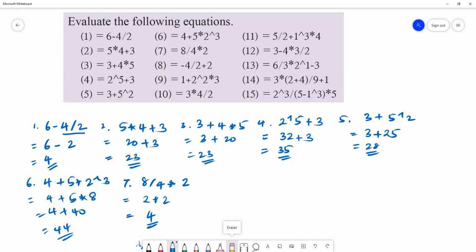Okay, right. So that's question number 7. So if your answer is slightly different, please let me know, right? In case I made a mistake. So the 8th one, we have minus 4 divided by 2 plus 2. So the division comes first. So this is minus 2 plus 2. So the 8th one should be 0.